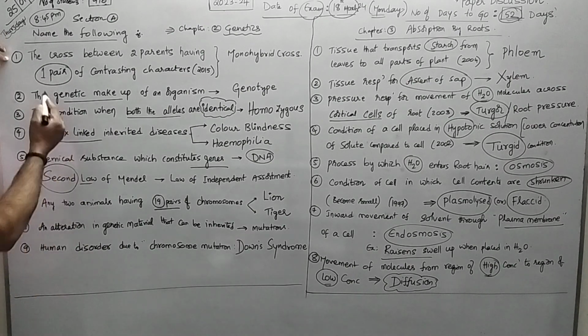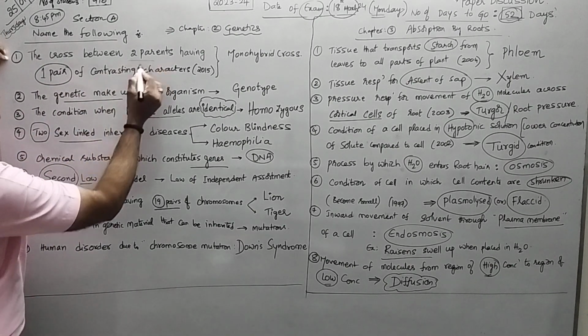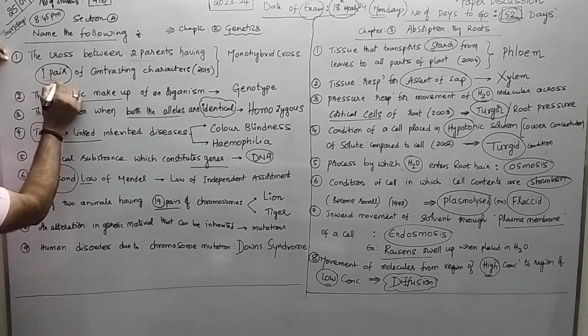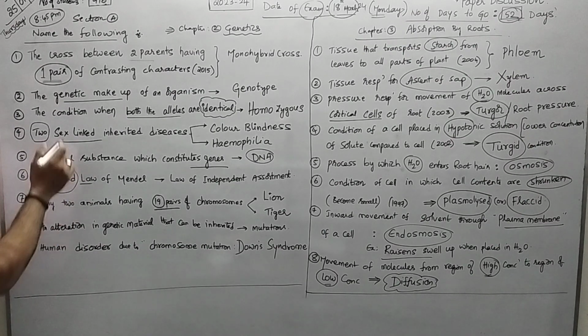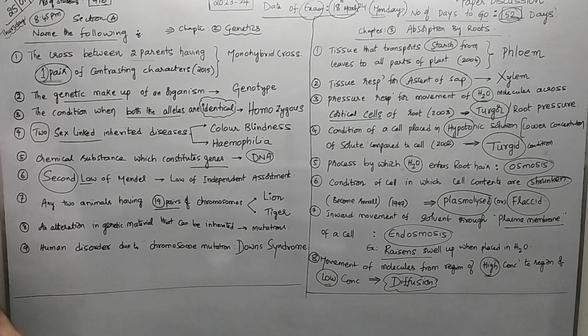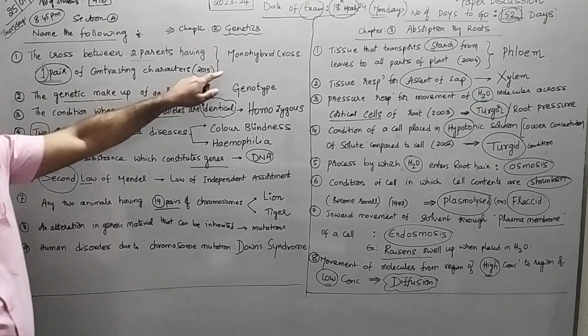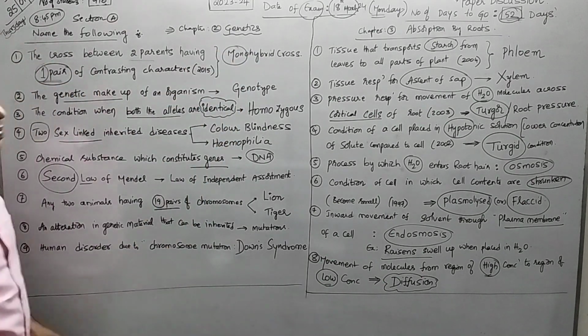First one, the cross between two parents having one pair of contrasting characters. So you know, in the Mendel experiments you would have studied, he has taken contrasting characters. So here if you take a contrasting character of only one pair, it is called a monohybrid cross. If you take two pairs, dihybrid.